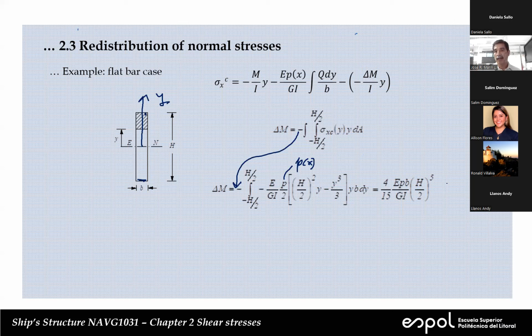Rapidly we see that E and G have the same units. What are the units of P? Anybody? Any units of little p? Units of little p, please.